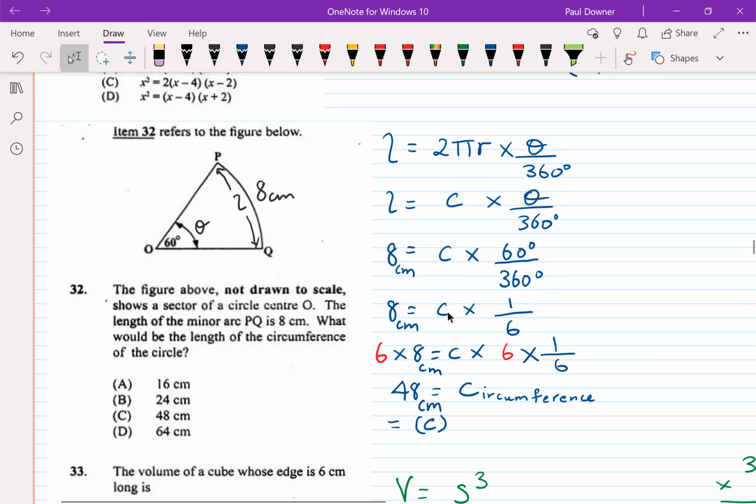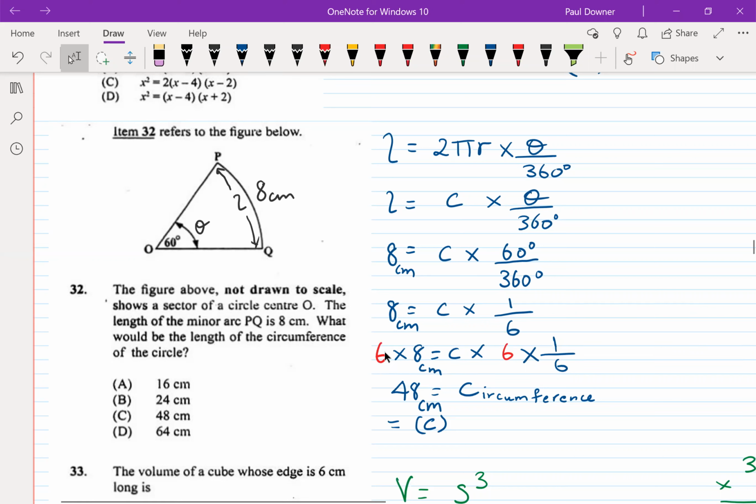Now, I want to work out what the circumference C is because they want us to find out what would be the length of the circumference of this circle. So I want to work out what C is. To do that, I am recognizing that if I multiply the right-hand side by 6, you see the 6 here? I multiplied by 6, this will cancel out, giving me 1, and 1 times C will give me the circumference I'm interested in. So I'm going to multiply the right-hand side of this equation here by 6. That's the red 6 there. And I also have to multiply the left-hand side by 6 to keep the equation valid. Whatever I do on one side, I must do it on the other side.